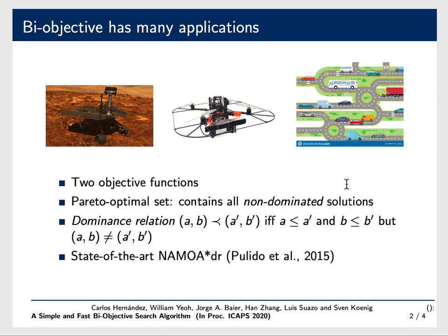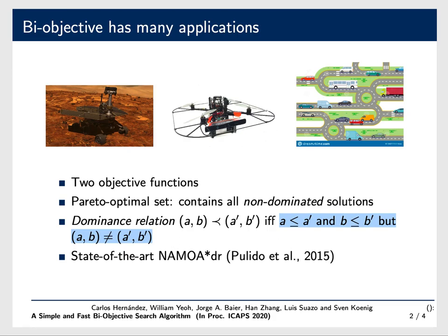To compare two paths that reach the goal, or any two paths in this kind of search, we use a vector of values. So if (A, B) is the cost of a path and (A', B') is the cost of another path, we say that one path dominates the other if this relation over here holds.